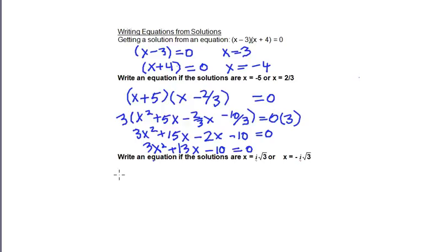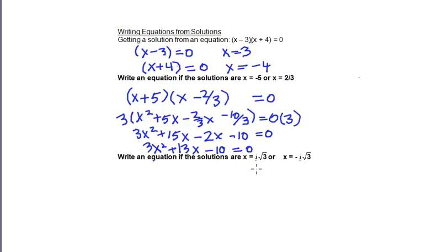Next, let's take a look at an equation that's got some complex solutions. Write an equation if the solutions are x is equal to i root 3 or x is equal to negative i root 3. Just as before, we're going to set up a factor for each of the solutions, and the product of those factors will be set equal to 0.